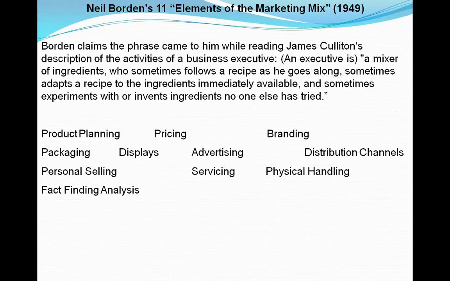If you look at the 11 elements of the marketing mix, what Borden believes is that an executive is a mixer of ingredients, who sometimes follows a recipe as he goes along, sometimes adapts the recipe to the ingredients immediately available, and sometimes experiments with or invents ingredients no one else has tried. So for him, these elements are product planning, pricing, branding, packaging, displays, advertising, distribution channels, personal selling, servicing, physical handling, and fact-finding analysis. So these are all the ingredients you need in order to have a good marketing mix.